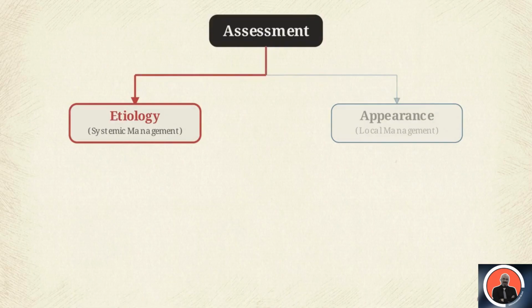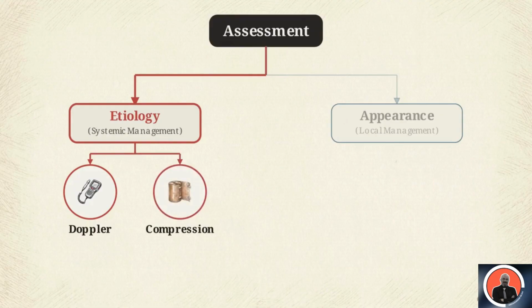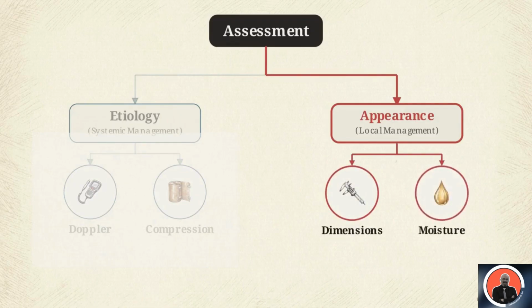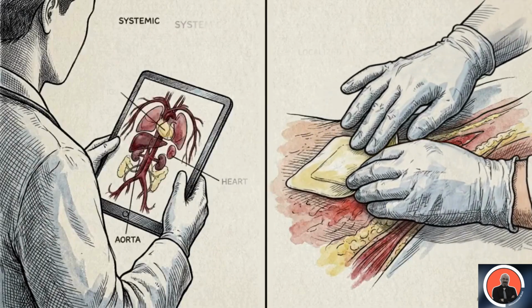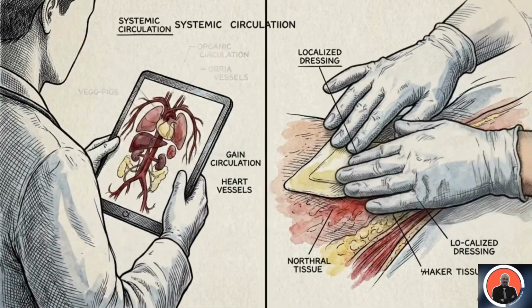Tracing the etiology path, the classification of the wound dictates immediate medical interventions tailored to the patient's entire biological system. For example, diagnosing an arterial wound mandates evaluating the arterial circulation using a Doppler, whereas identifying a venous wound mandates immediate compression therapy. Tracing the appearance path, the quantitative data gathered during examination dictates the required localized topical management. Focusing exclusively on local topical care while ignoring the systemic etiology guarantees clinical failure. Both tracks require simultaneous management.